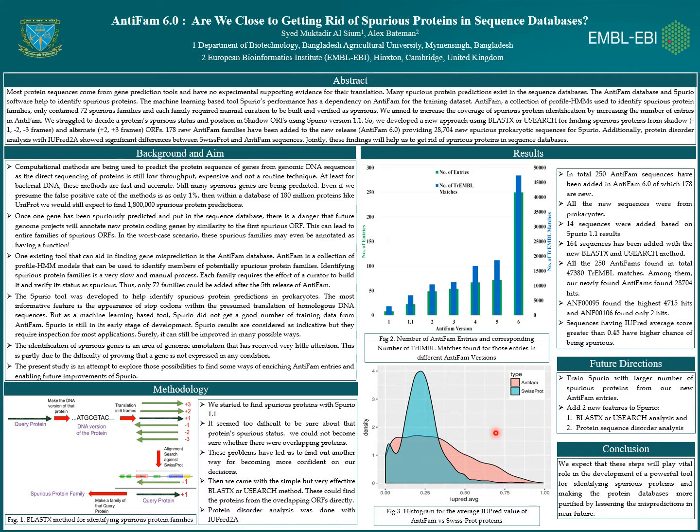And so we will suggest that Spurio can be trained with the large number of spurious proteins using our new AntiFam entries, and we can suggest two new features, that is the BLAST test for reading frame analysis and the protein sequence disorder analysis. We can expect that these steps will play a vital role in the development of a powerful tool for identifying spurious proteins to a greater extent and making the protein databases more purified by vanishing all the mispredictions in the near future.